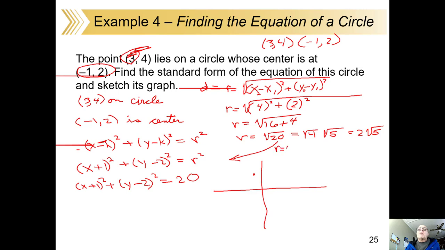Square root of 20 would be 4 point something. You can check that out on your calculator. So somewhere out here, there's our center. 3, 4 would be about there, and the circle would look roughly, very roughly, something like that.